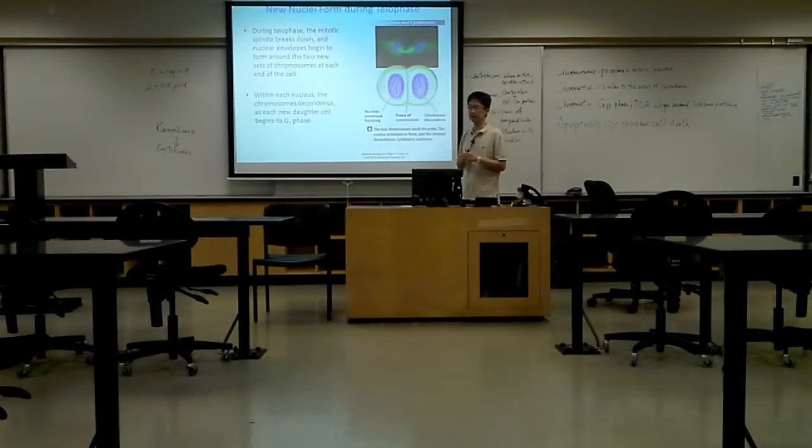But if it is a plant cell, then you will see a straight line in the middle. We call it the cell plate. This cell plate eventually will become a cell wall, and it will continue to connect the two sides into a cell wall.